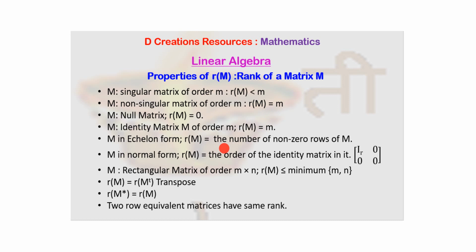We've already seen that if it's in echelon form, the number of non-zero rows of that matrix is used to find out the rank. And if it's in normal form, what is a normal form? It's a matrix where you will have an identity matrix as a part of it and other entries are 0. Then the order of the identity matrix is going to be the rank. What about the situation where the matrix is rectangular, so the order is say m by n? Then whichever is minimum of these two numbers, the rank has to be less than or equal to that number. Also, if you take its transpose, conjugate, etc., the rank remains unchanged. And as we had earlier seen, 2 row equivalent matrices are going to have the same rank.